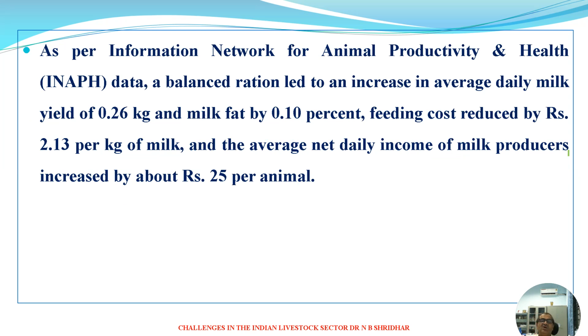As per the Information Network of Animal Productivity and Health data, a balanced ration led to the increase in the average daily milk yield by 0.626 kg and milk fat by 0.10%, and feeding cost reduced by 2 rupees 13 paisa per kg of milk, and the average net daily income of the milk producers will be increased by about 25%. So if it is increased to the extent of 0.26 kg and milk fat by 0.1% per kg. So these statistics need to be known by all the aspirants.